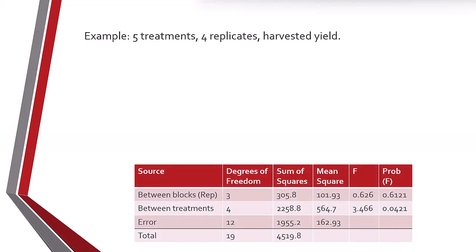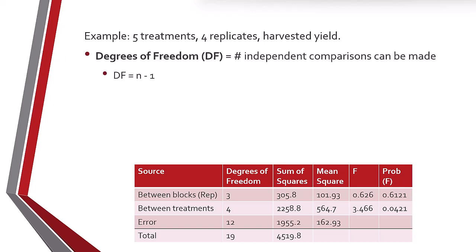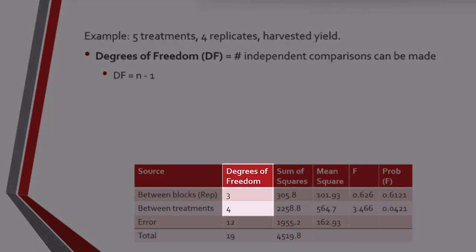Here is an example AOV output, from a trial with 5 treatments and 4 reps. Let's go through each calculation. Degrees of freedom is a bit tricky to define, but is the number of values in a final calculation that are free to vary. For variance, the degrees of freedom is n-1, so with 5 treatments you have 4 degrees of freedom.